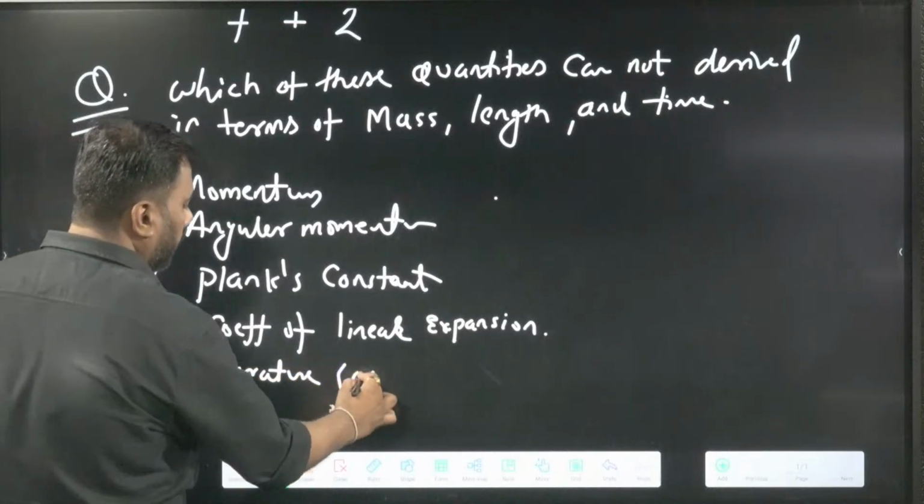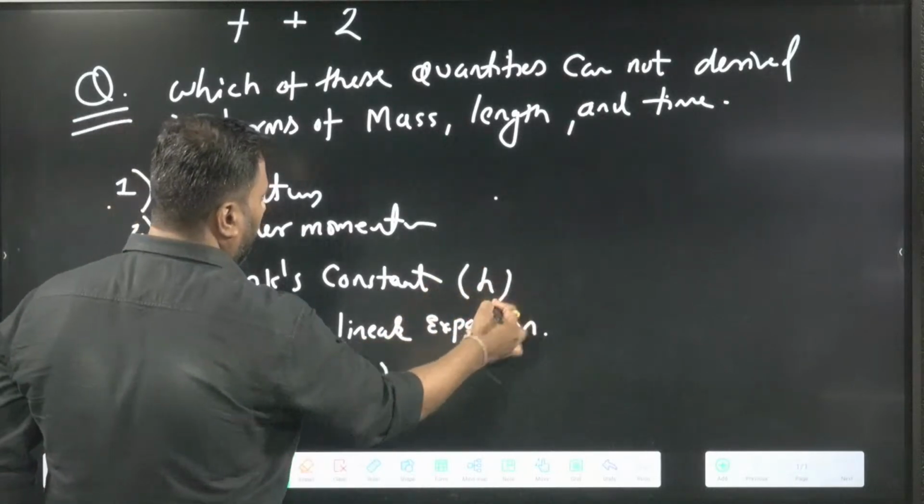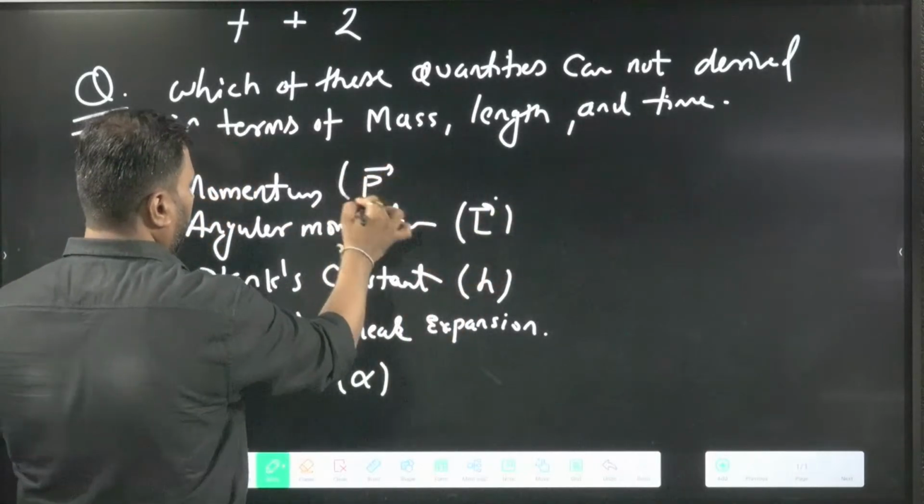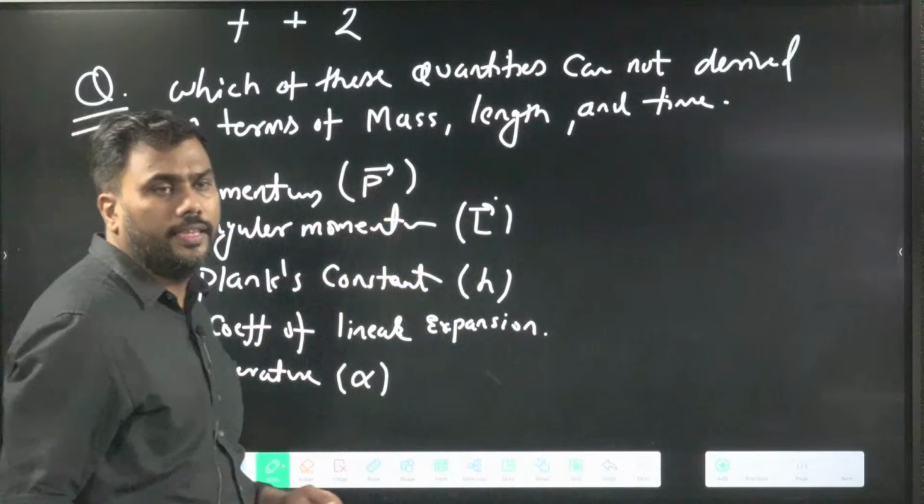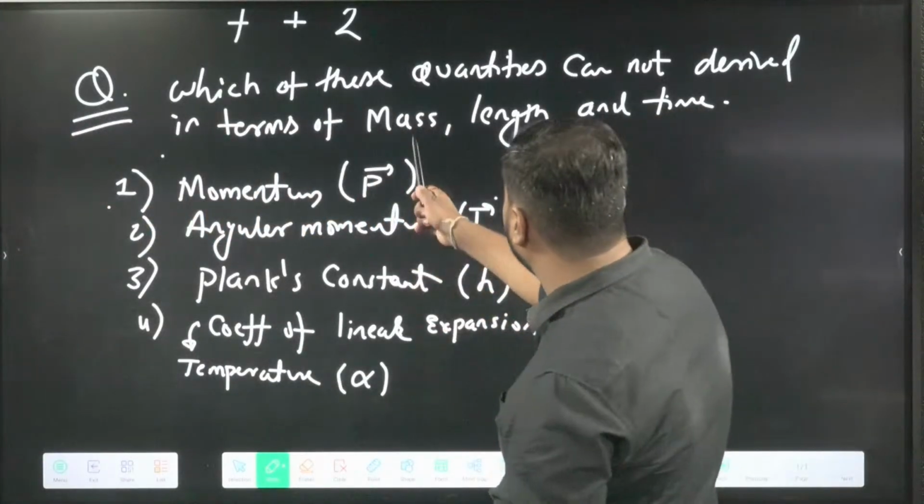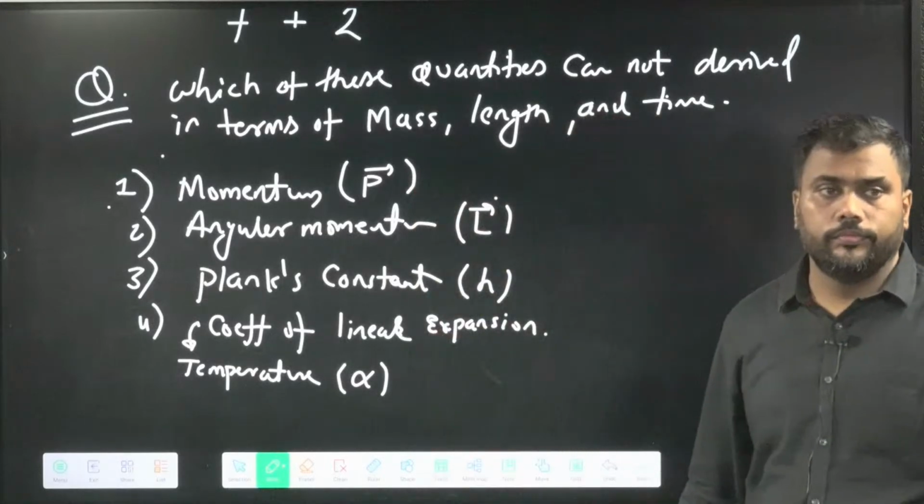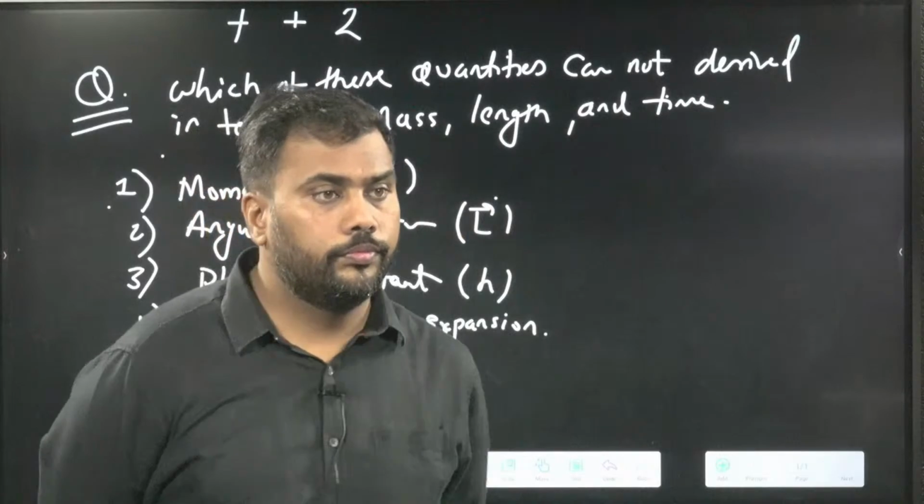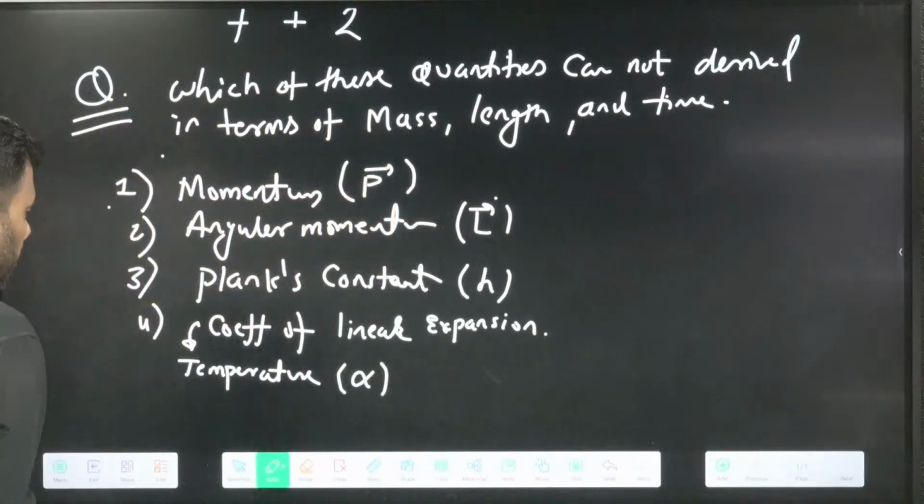The temperature coefficient of linear expansion is denoted by alpha, the Planck constant by h, angular momentum by L vector, momentum by P vector. So I am asking which of these physical quantities cannot be described in terms of mass, length and time. Some are giving me the correct answer. Very good.